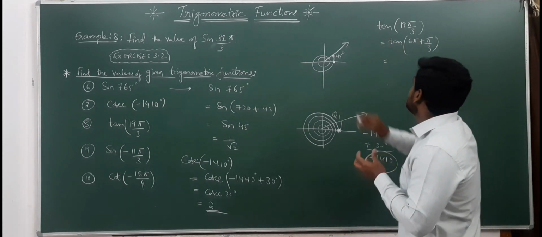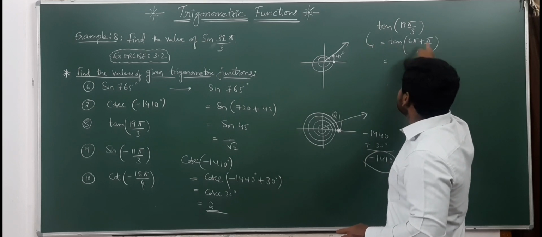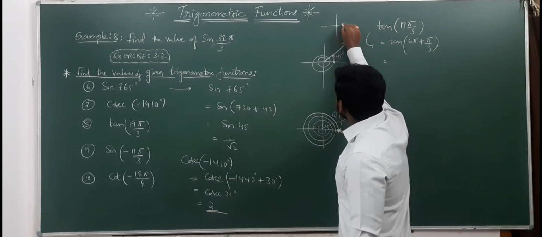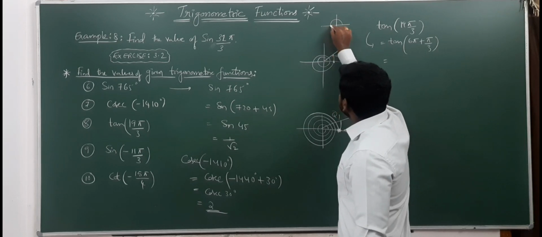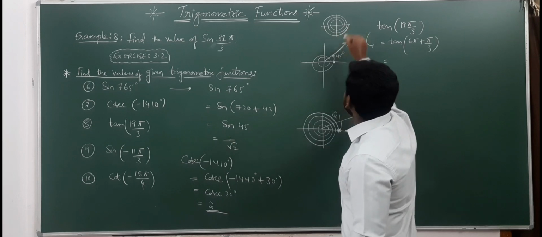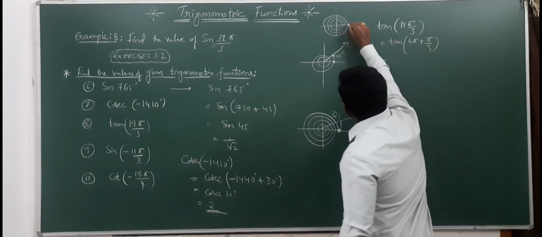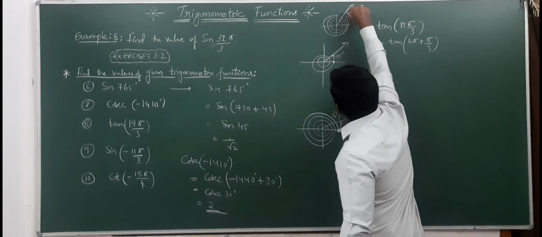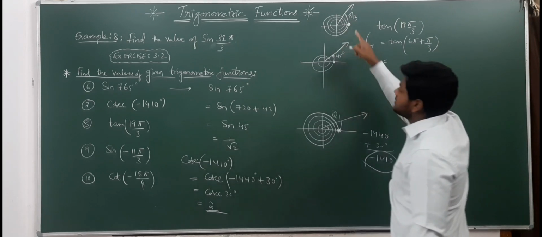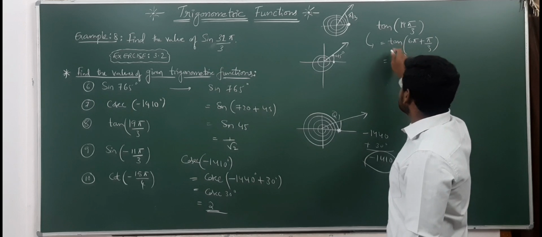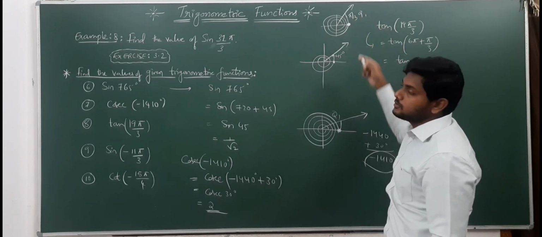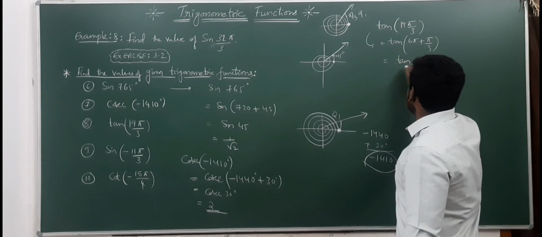So this one I can write like this. It is 6 pi plus pi by 3. Observe this carefully: pi, 2 pi, 3 pi, 4 pi, 5 pi, 6 pi. 6 pi plus pi by 3 came to the first quadrant. As it is an even angle, even angle means the function won't change, tan. As it is in the first quadrant, tan is positive. So it is tan pi by 3.